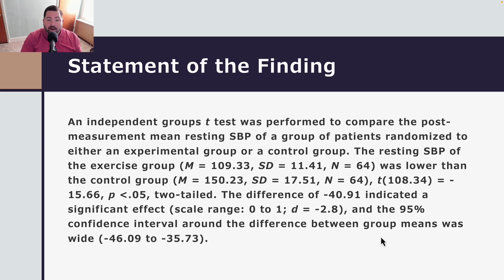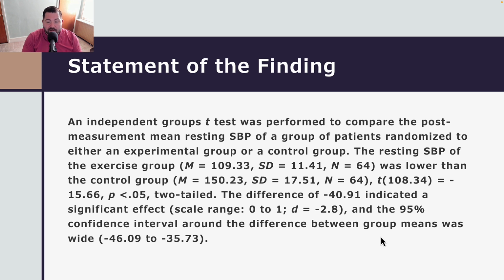Okay. So how might you write this finding up using APA style? You can use something like the following. An independent groups t-test was performed to compare the post-measurement mean resting systolic blood pressure of a group of patients randomized to either an experimental group, exercise, or a control group, no exercise. The resting systolic blood pressure of the exercise group was 109.33, standard deviation of 11.41, N of 64, and this was lower than the control group, mean of 150.23, standard deviation of 17.5, N equals 64.